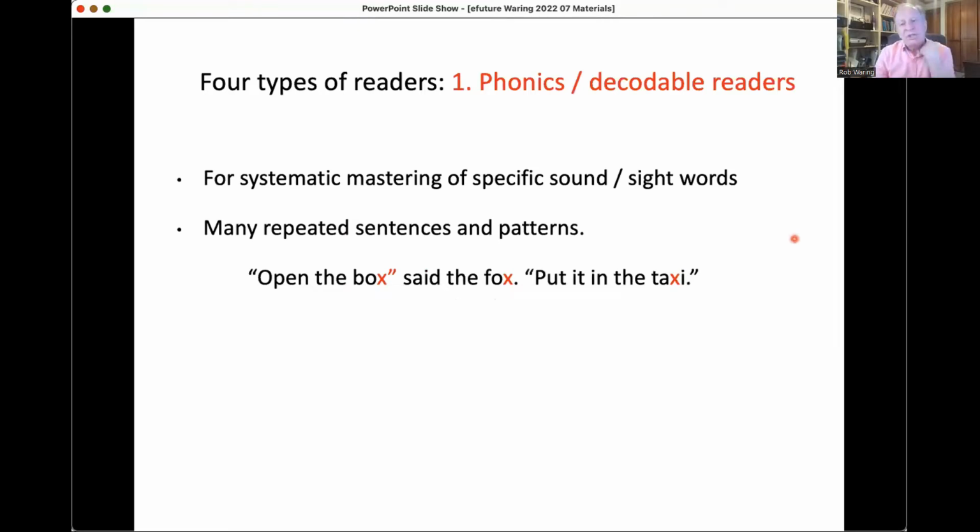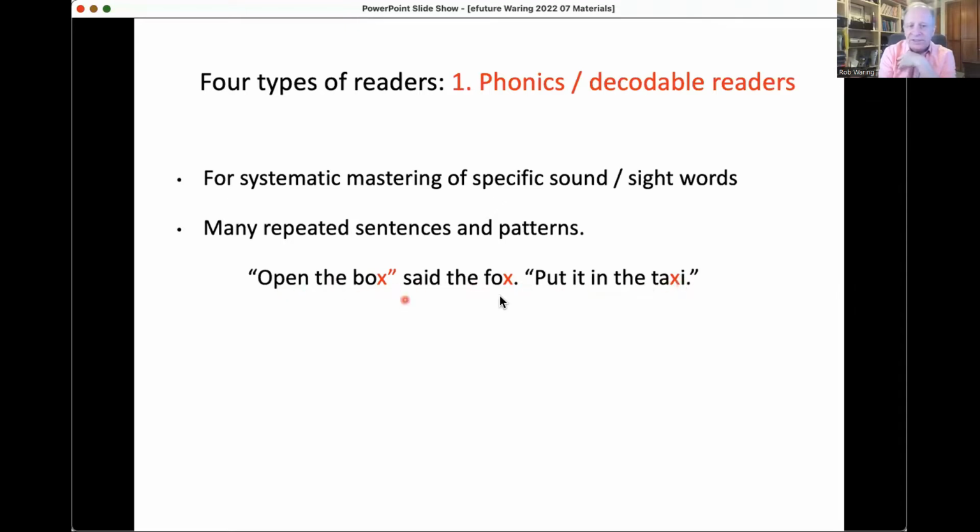So when we're choosing materials, there's basically 4 types of materials to choose from, 4 genres of material to choose from. The first type we call decodable readers or phonics readers, yeah? And these are for systematic practice of specific sounds and sight words, matching sounds with letters and matching words with pronunciation. And this type of decodable reader often has very clear practice. So things like, it may have a sentence like, open the box, said the fox, put it in the taxi.